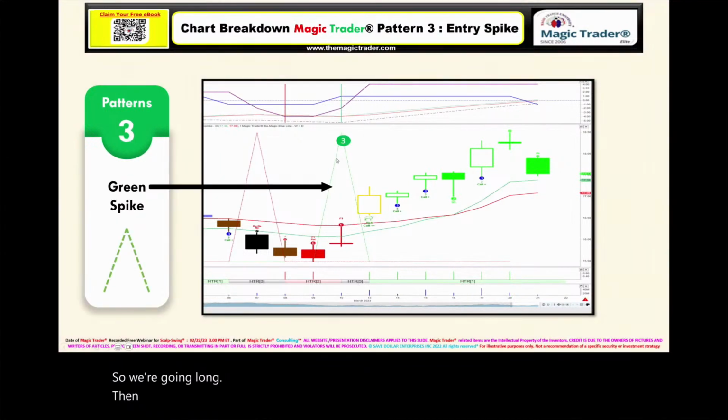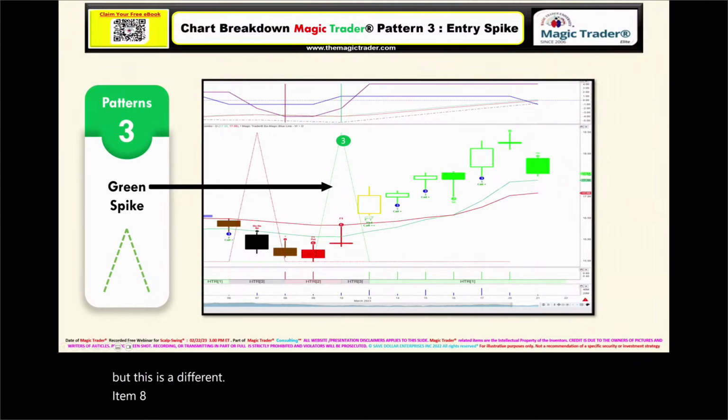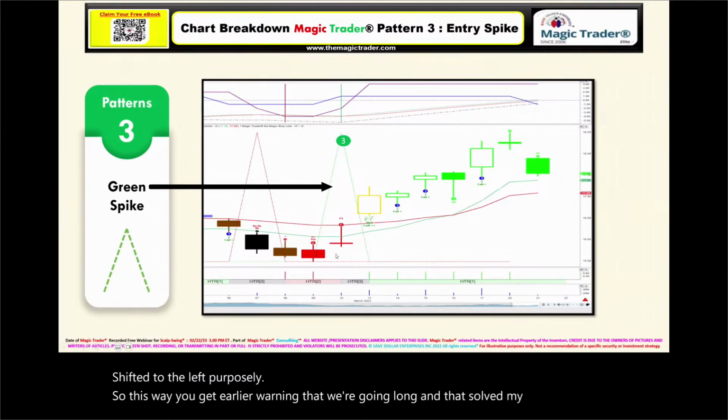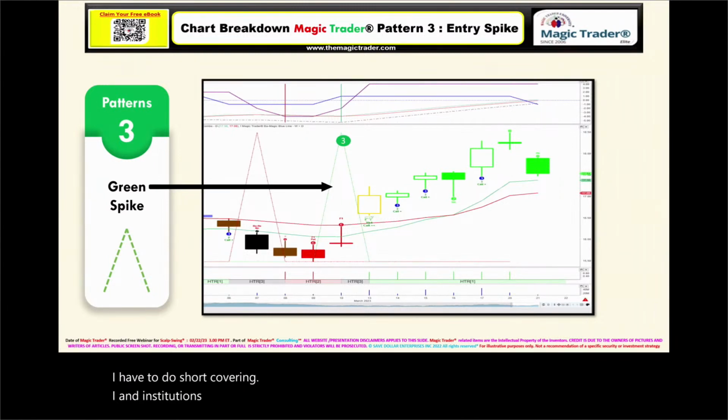Then this is a spike. MetaStock does have inherited spikes, but these spikes and vertical lines are designed differently. If you are trading with these spikes and you are aware of them, this is a different item. It is a totally creative way we have done it, and it is shifted to the left purposely. So this way you get an earlier warning that we are going long, and that solved my years of pain when I had to do short covering. On the institution side, you're talking about millions of dollars in losses if you don't pay attention, and there was no way I could do it.